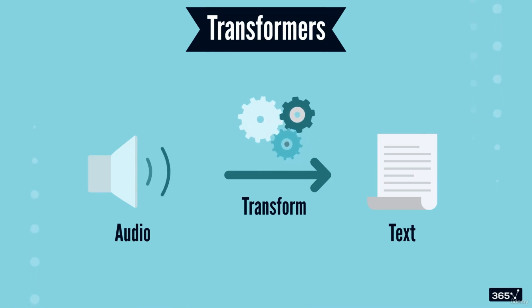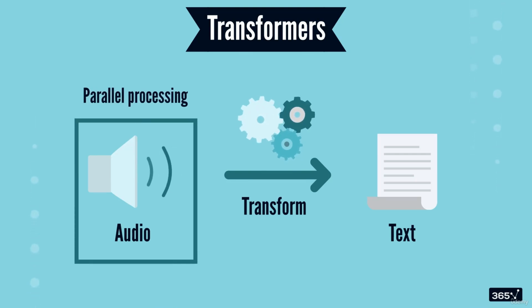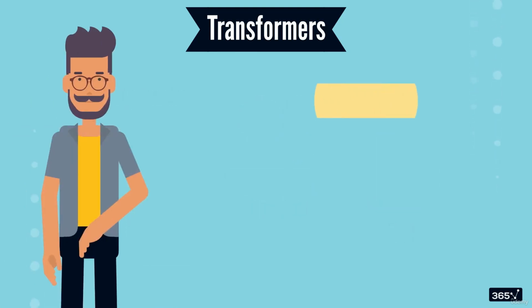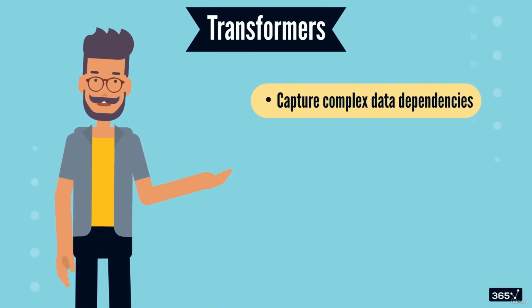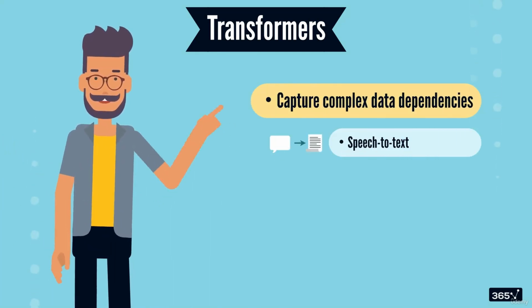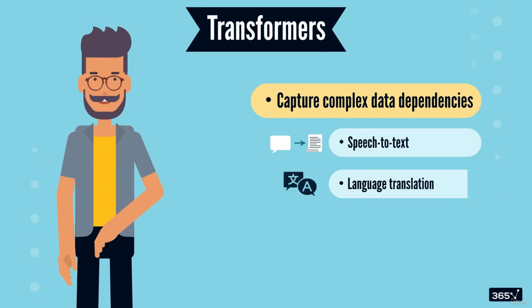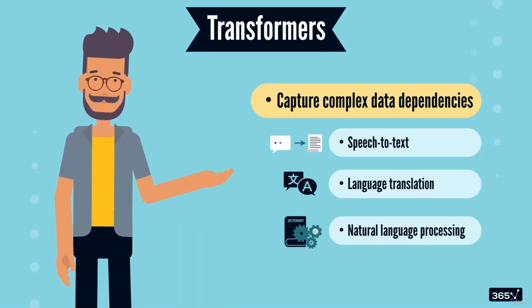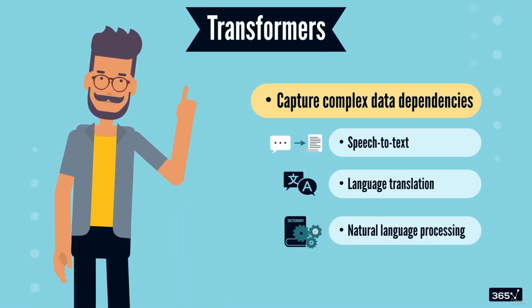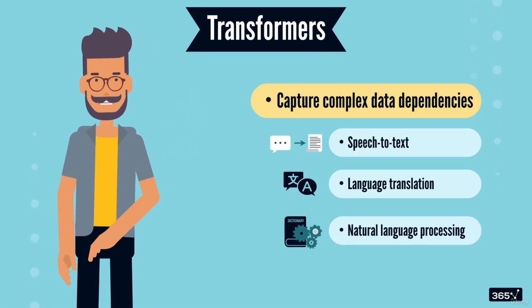Unlike traditional models that process sequences step by step, transformers handle the entire input sequence in parallel. This enables them to effectively capture complex dependencies in data, whether transforming speech into text, translating languages, or understanding and generating language with impressive accuracy. Let's explore their structure and see how they accomplish this task.